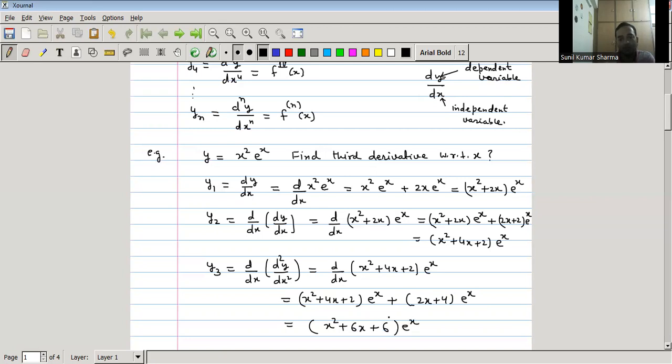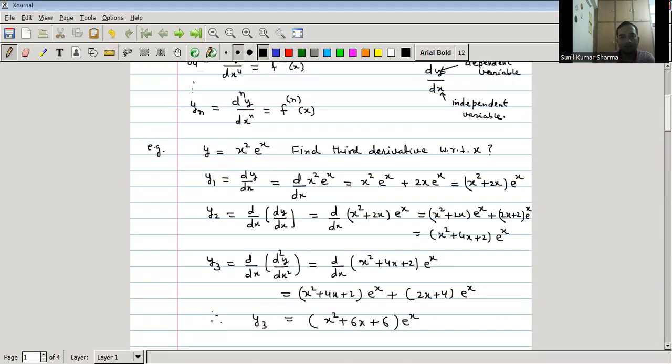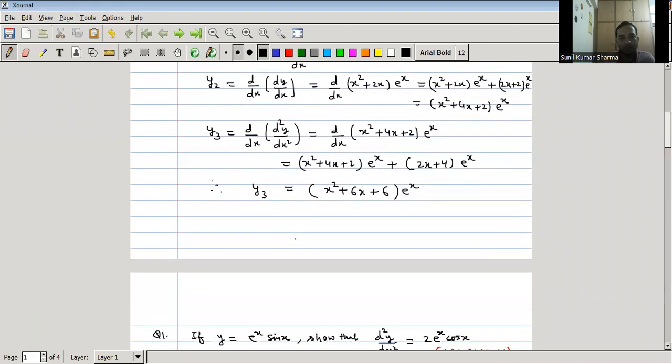So in this way we can find the derivative of x square into e to power x three times. So this is the third derivative. Therefore, y3 is equal to this. So we can find the third derivative of y with respect to x, where y is equal to x square e to power x. So the third derivative of y is x square plus 6x plus 6, into e to power x.